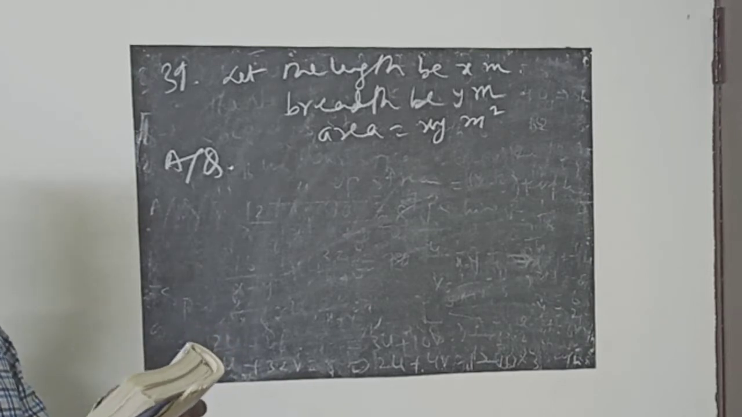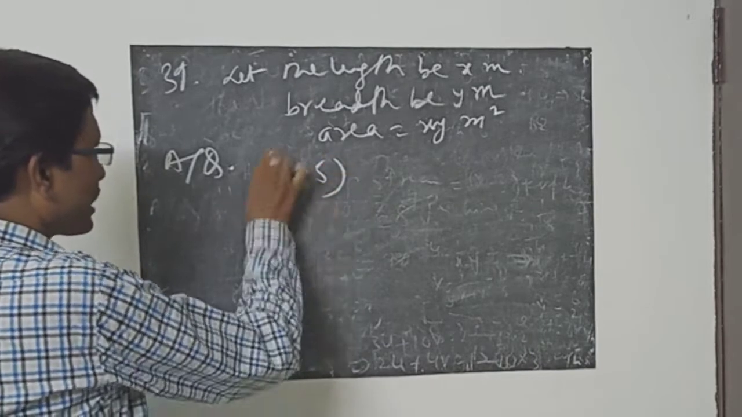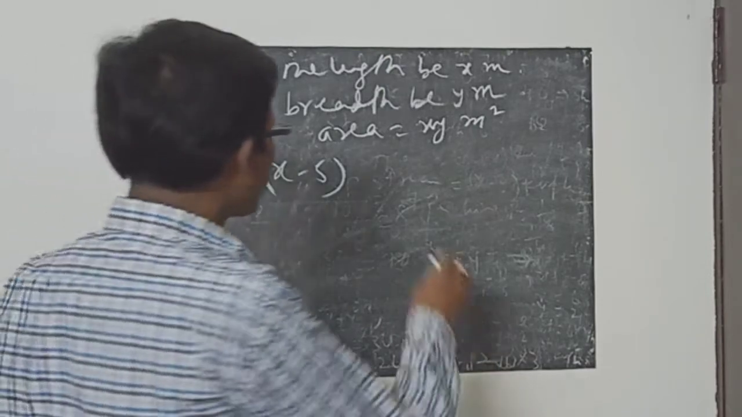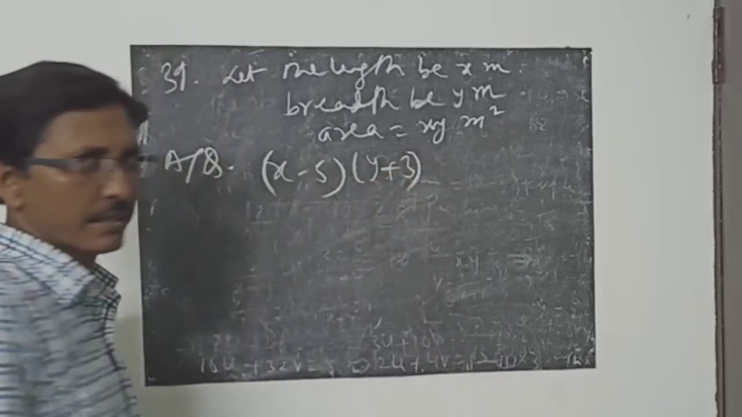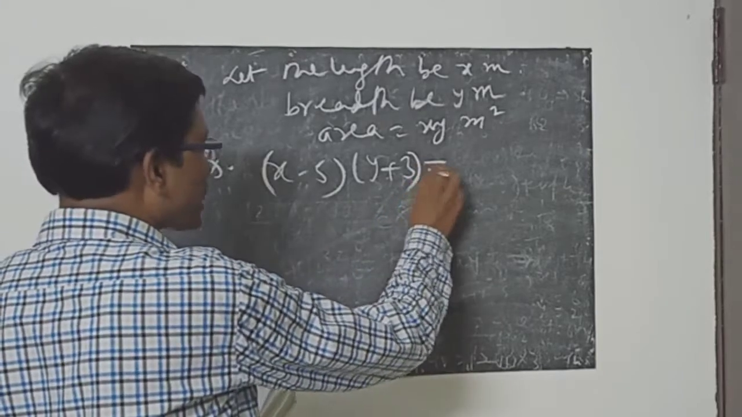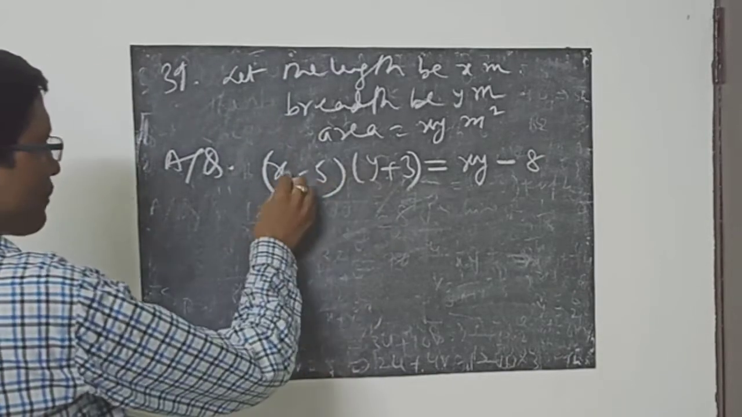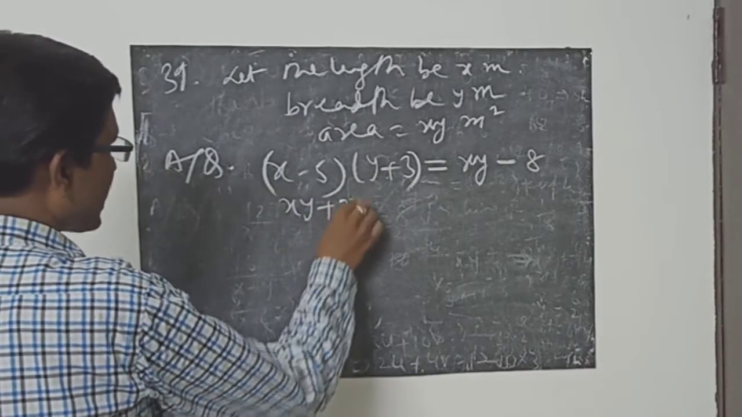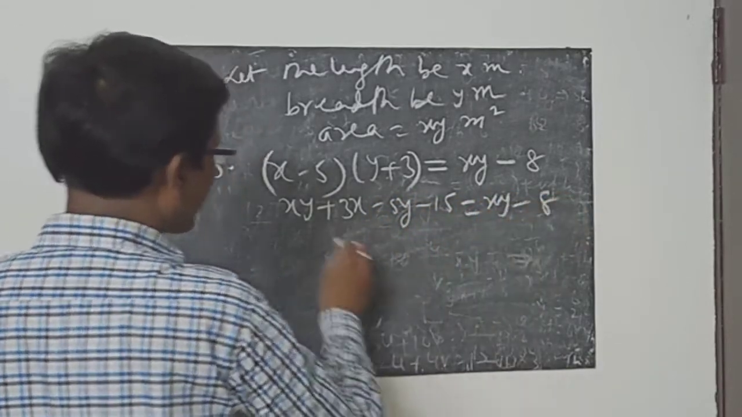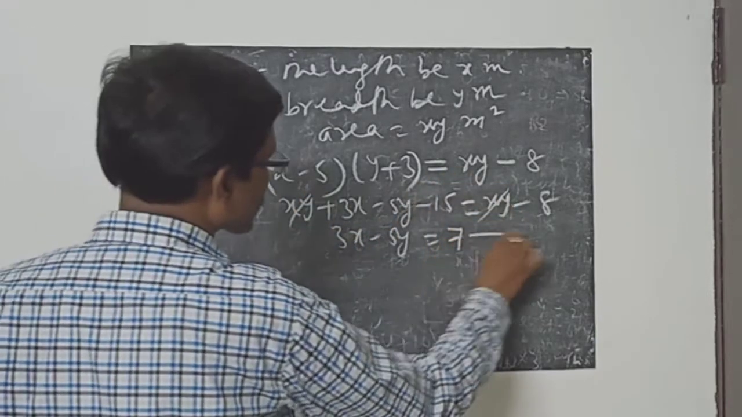The area will be reduced when its length is reduced by 5. So new length is x minus 5. And its breadth is increased by 3, increased by 3 means y plus 3. So new area will be x minus 5 into y plus 3. That is reduced from the original area by 8, so xy minus 8. Simplify: xy plus 3x minus 5y minus 15 equals xy minus 8. Ultimately 3x minus 5y equal to 7.